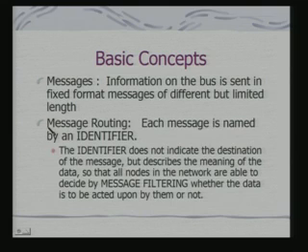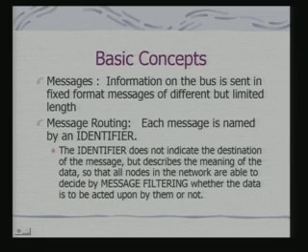And there would be message routing, because messages are meant for different processing elements. So, each message is named by an identifier. The identifier does not indicate the destination of a message, but describes the meaning of the data, so that all nodes in the network are able to decide by message filtering whether the data is to be acted upon by them or not. So, effectively, what we are talking about is a connectivity structure where all nodes are listening to the messages being transmitted on the link. It is similar to your typical bus based network. All of them are listening to data being transmitted on the link, and depending on the identifier, a node decides whether some action has to be taken or not.